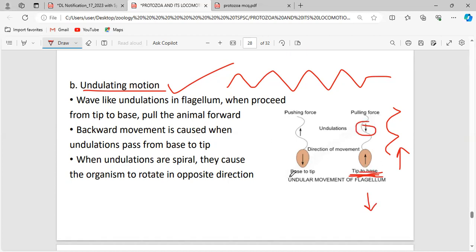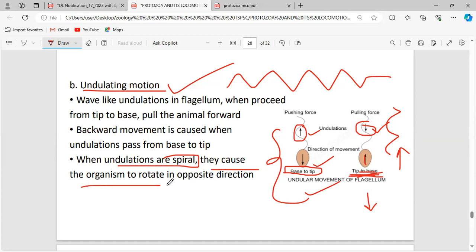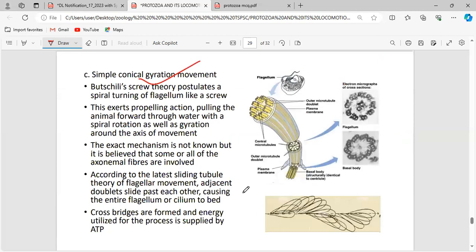In case the undulations pass from the base to tip, the animal will move backward. You have to remember these two important differences. When the undulations pass from tip to base, the animal will move forward. If the undulations pass from base to tip, the animal will move backward. If the undulations are spiral, they cause the organisms to rotate in the opposite direction. Next, simple conical gyration movement.